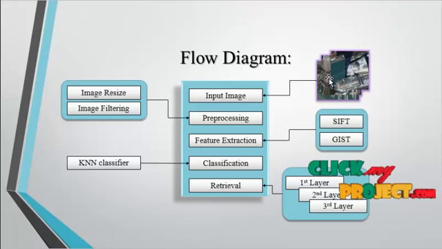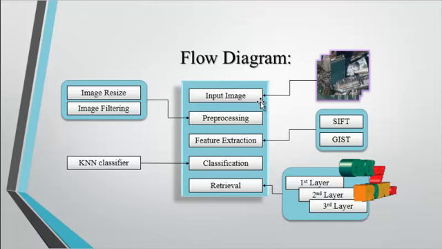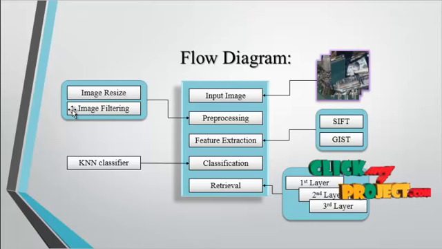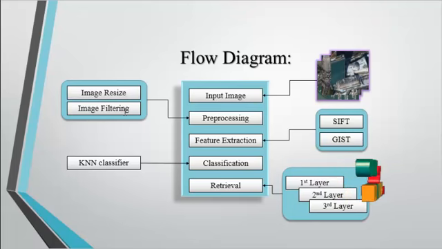After getting the input image from the dataset, the pre-processing is carried out. In this pre-processing step, two major modules are done. The first is image resize and the second is image filtering. Image resize is the process to resize the resolution of the input image into various sizes. After the image resize, the image filtering is carried out using the Gaussian filter method.